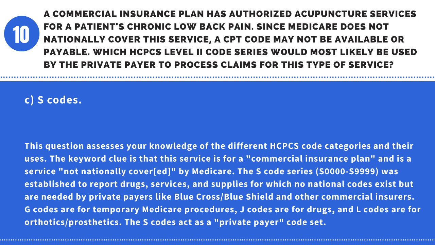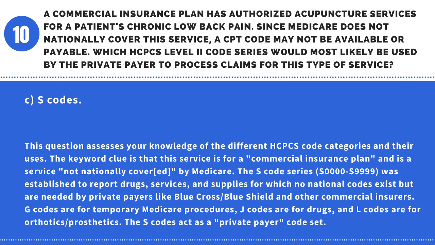Answer C. S codes. This question assesses your knowledge of the different HCPCS code categories and their uses. The keyword clue is that this service is for a commercial insurance plan and is a service not nationally covered by Medicare. The S-code series, S0000 to S9999, was established to report drugs, services, and supplies for which no national codes exist but are needed by private payers like Blue Cross/Blue Shield and other commercial insurers.